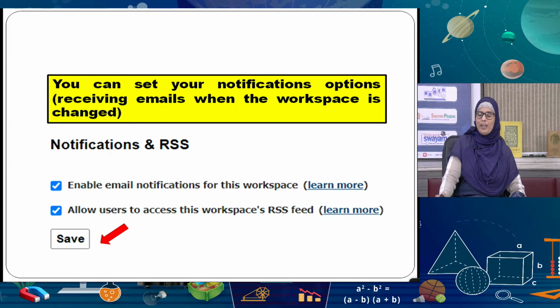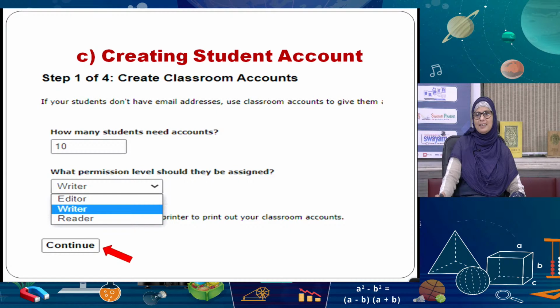Next is notification and RSS. Yes, you can set your notification options like receiving emails when the workplace is changed. It's not very difficult, like enabling email notifications and allowing users to access the workplace RSS feed. It is rather good. So you just save this setting.